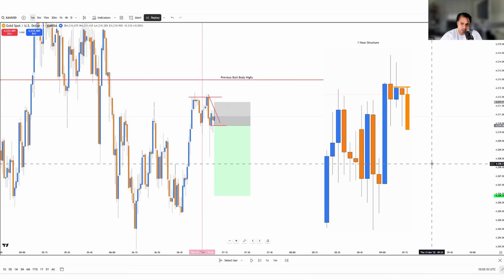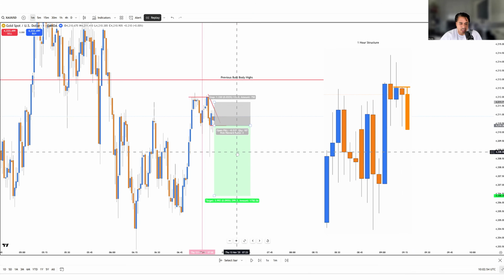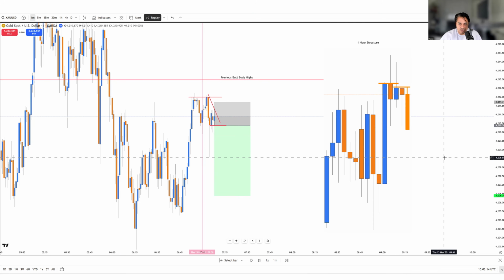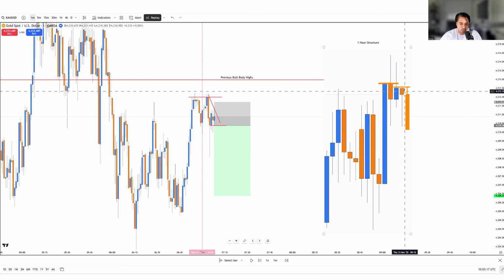However, there's a nuance here that we need to take into consideration. The previous and most recent structure has also closed here as butt bodies. Now, all four candles sit within the same tight structure. So we don't have just a scenario of one butt bodies, we have a scenario of two butt bodies.